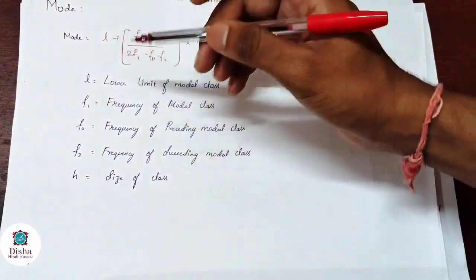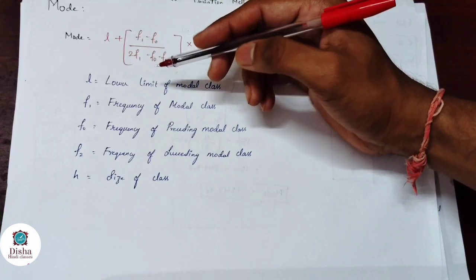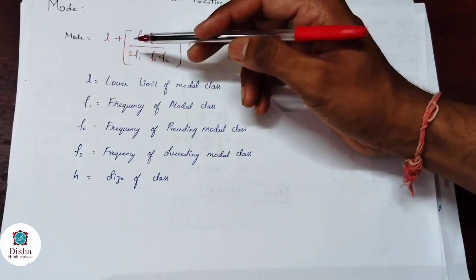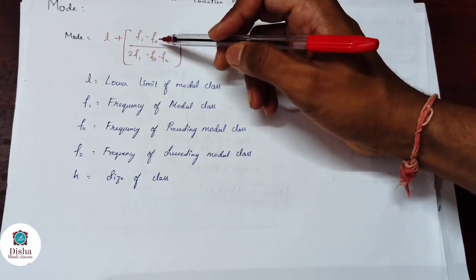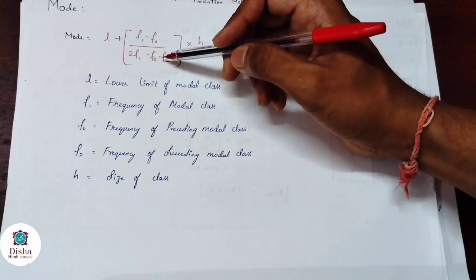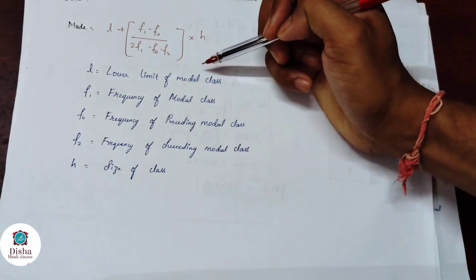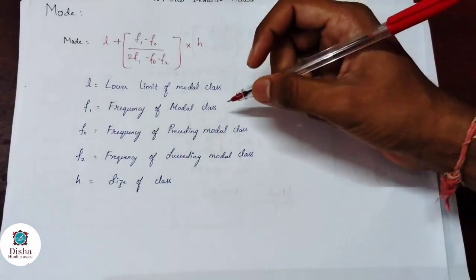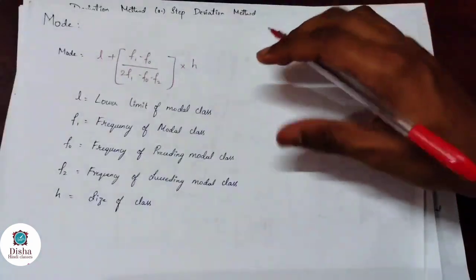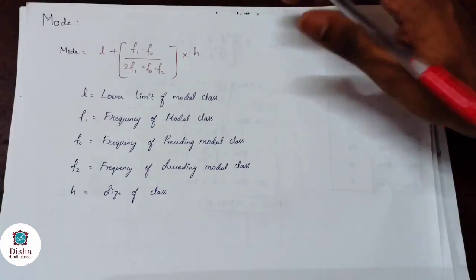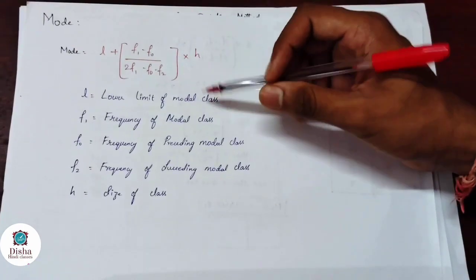Moving on to the next topic, we have mode. The mode formula for grouped data is L plus f1 minus f0, divided by 2f1 minus f0 minus f2, into h. This formula itself comes for 4 marks in the examination.